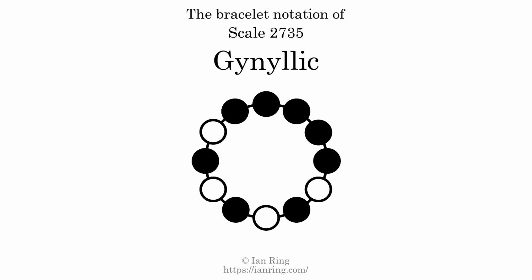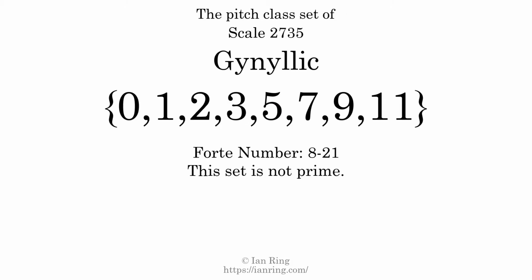This is a bracelet notation diagram of scale 2735. The shaded circles represent tones that appear in the scale, and they are read clockwise, starting at the top. The pitch class set for this scale is 0, 1, 2, 3, 5, 7, 9, 11. The Forte class is 8-21. This set is not prime.